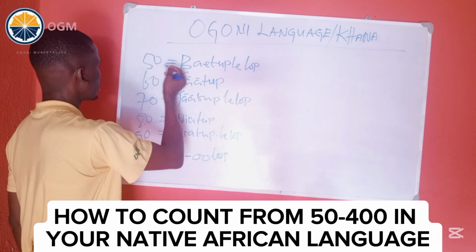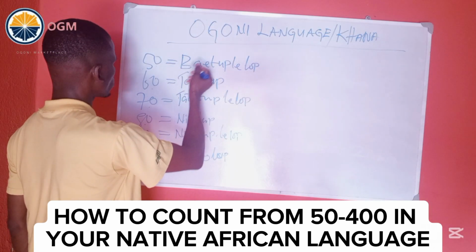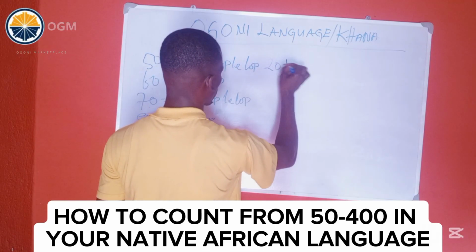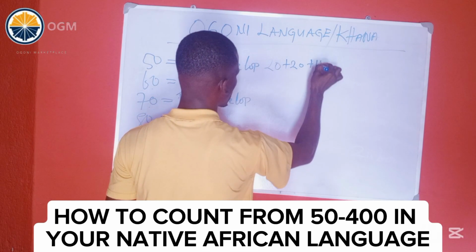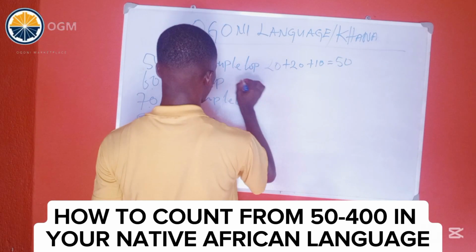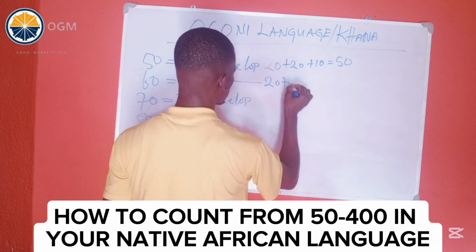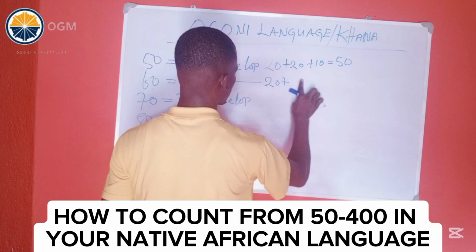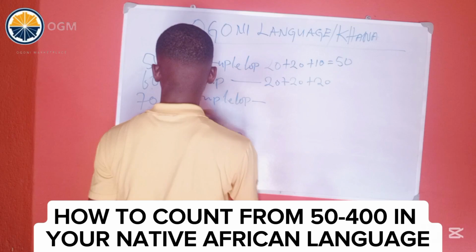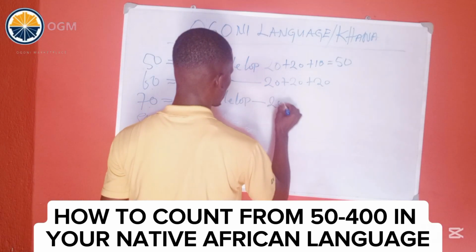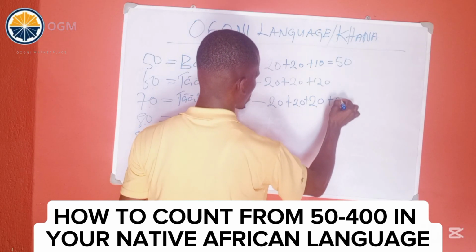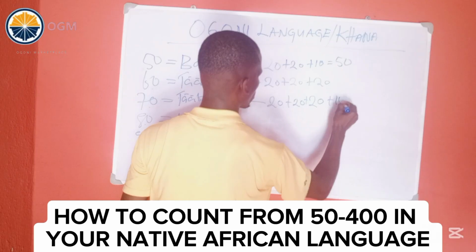Likewise here, 50, when you add 20 naira into 2 plus 10 will give you this. So let's do it. Here is 20 plus 20 plus 10 will give you 50. Here you do, because it is this way, 20 plus another 20 will give you 60. Likewise here, 70 will give you 20 plus 20 plus 20 plus 10 plus 10 will give you 70.